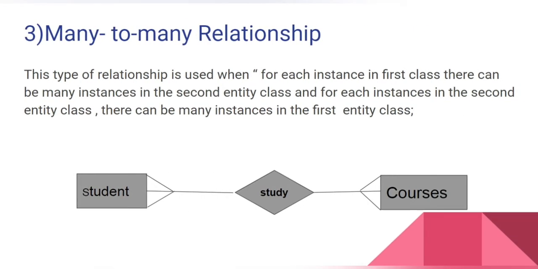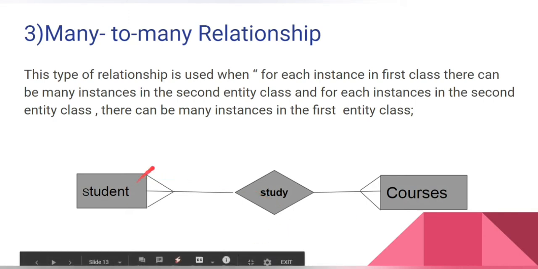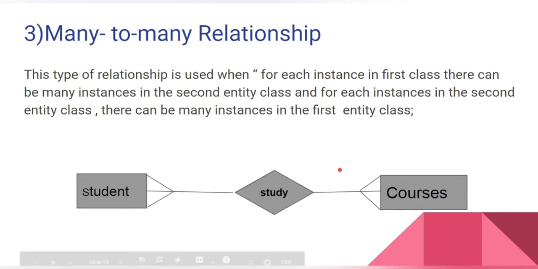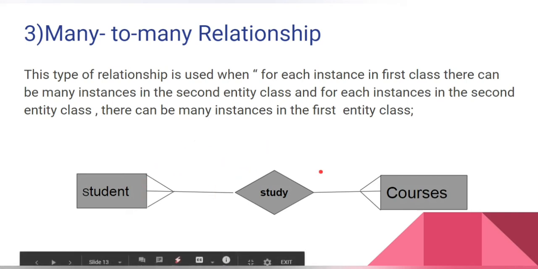Many to many relationship. A many to many relationship means that a student studies many courses, and a course can be assigned to more than one student. Many means more than one, so a student can study many courses, and a course can be assigned to many students, so it is called a many to many relationship.